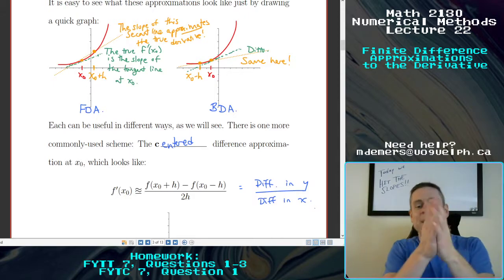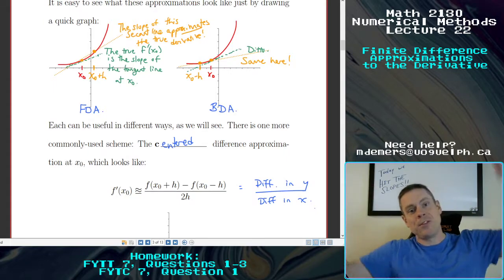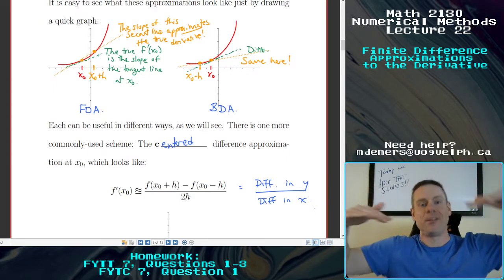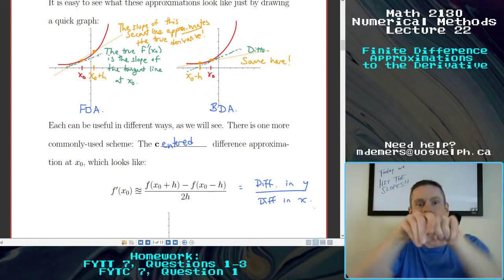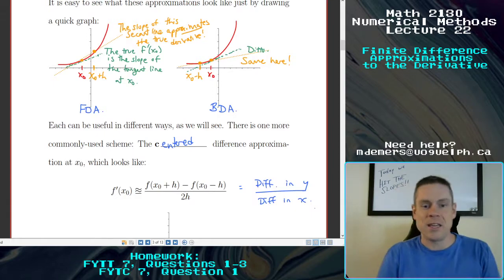So that's what you're doing. You're taking a step forward here minus a step backward. So you're comparing those y values, but then you have to divide by, well, 2h. 2 times the step, because you're taking a step forward and a step backward and comparing those. So this is what the centered difference approximation looks like. The CDA scheme is right here.